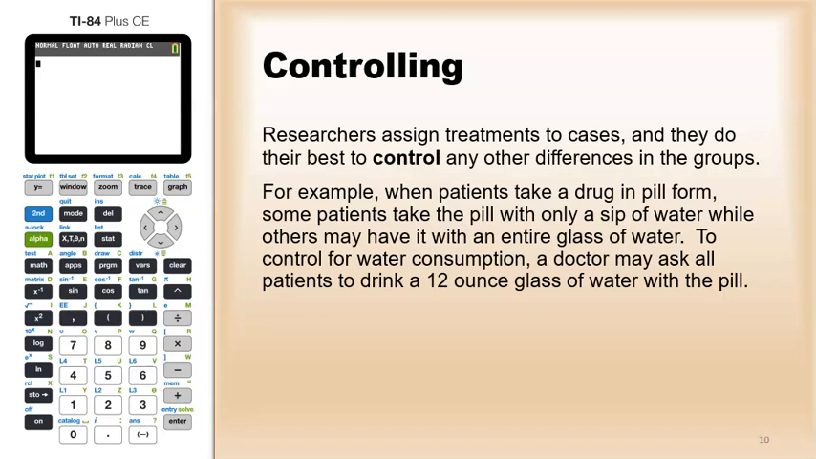For example, when patients take a drug in pill form, some patients take the pill with a sip of water, while others may take an entire glass of water. So if you want to control for water consumption, a doctor may ask all patients to drink a 12-ounce glass of water with the pill.